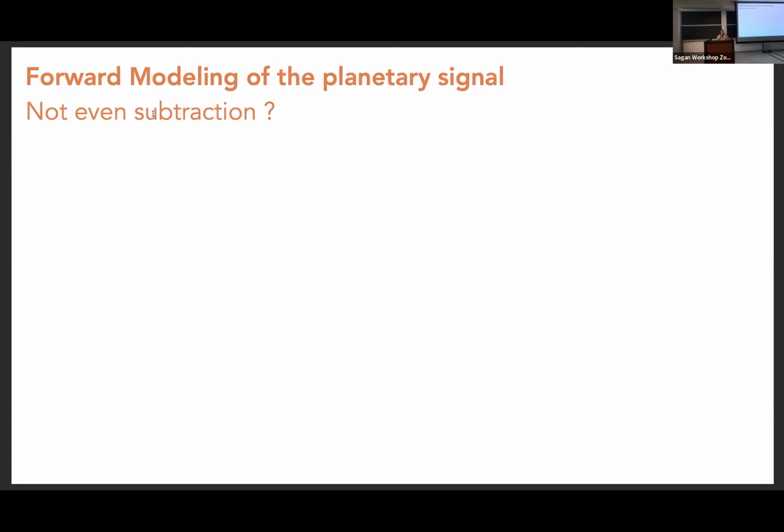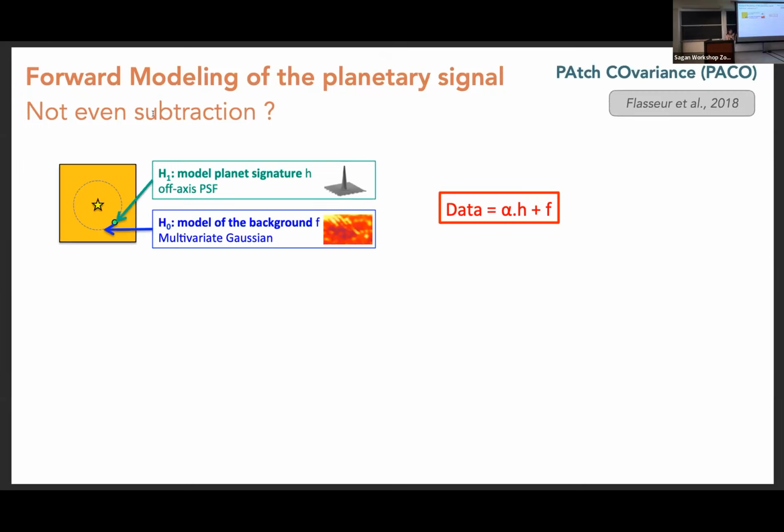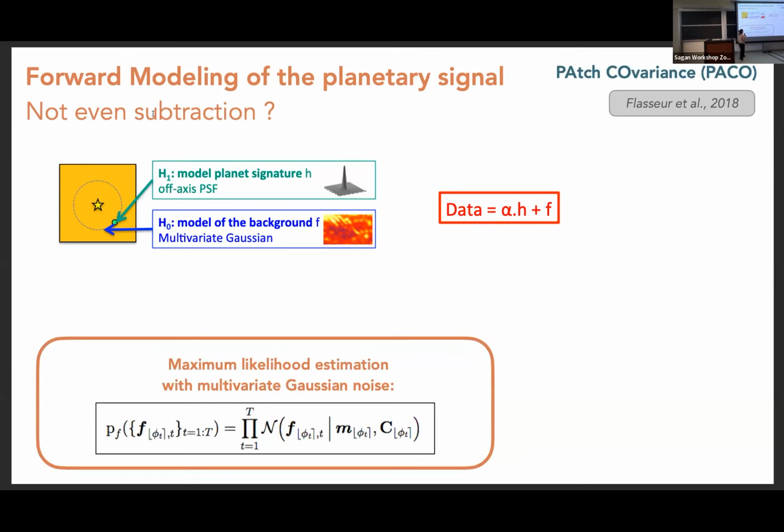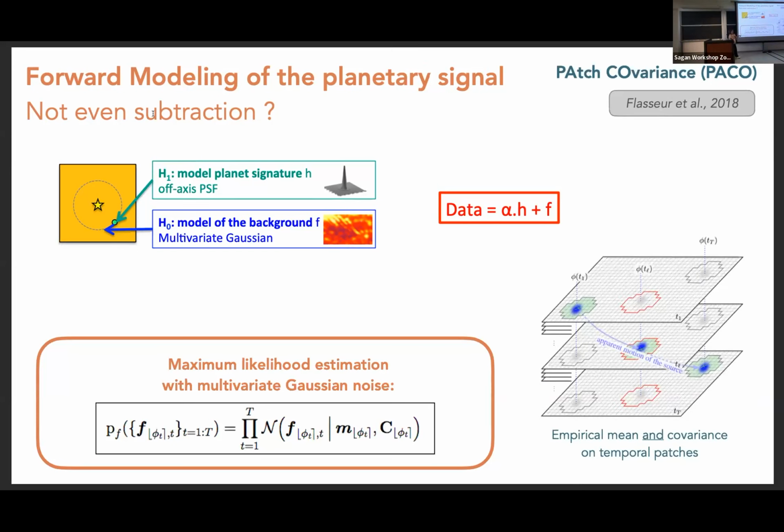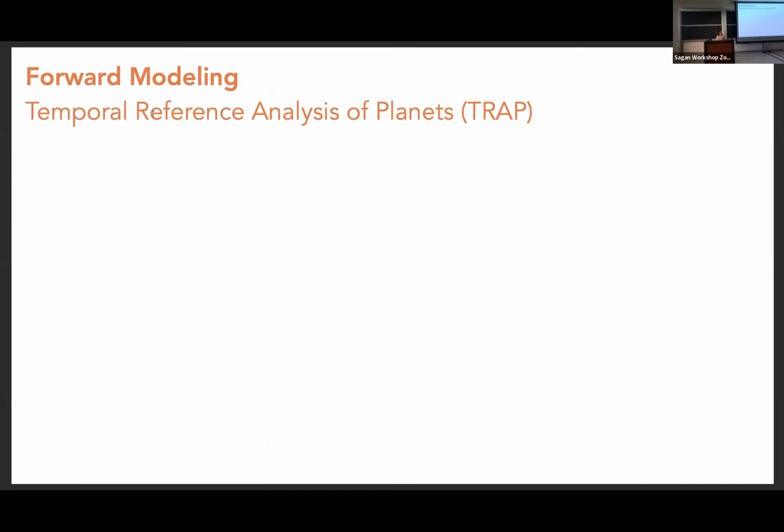And the best thing you can do is, okay, let's even avoid the subtraction and take into account the noise for what it actually is. So the model of the planetary signal is just the positive bump, and the model of the background, well, that's complicated. But Olivier Flasseur, in PACO, for patch covariance, is doing a maximum likelihood estimation on a multivariate Gaussian noise. Instead of taking the sum I showed before, it's the product of lots of Gaussian layers, right? And he estimates this on patches following the time thing. That's the best you can do, I think, at this stage for forward modeling.